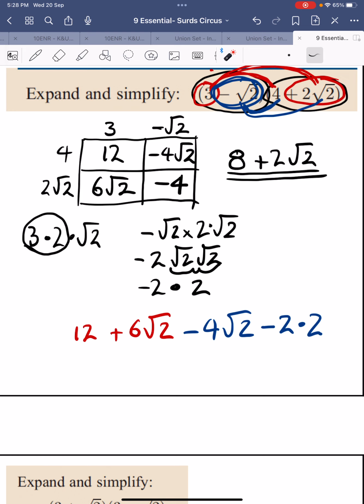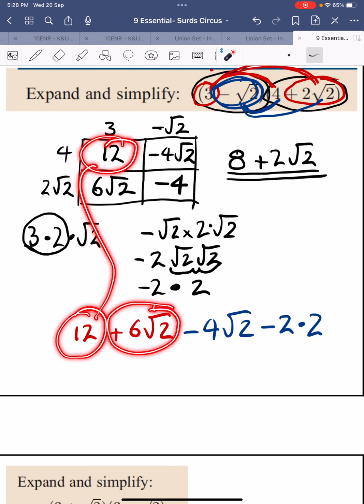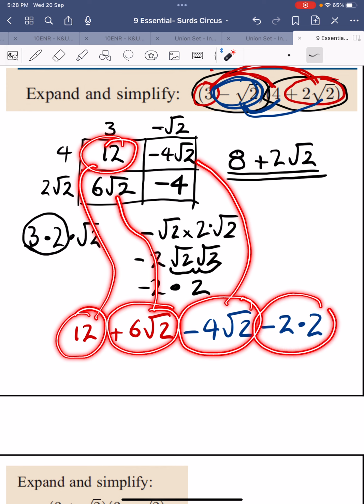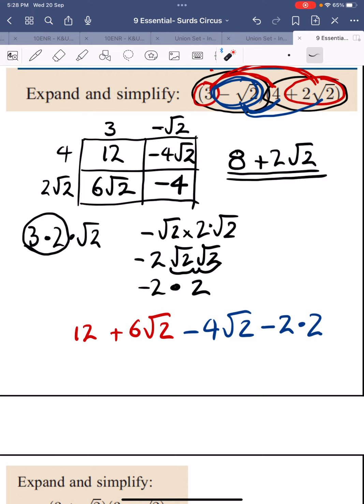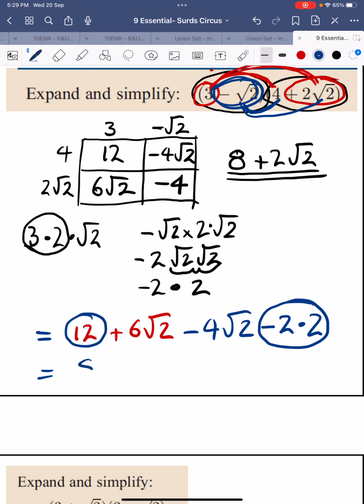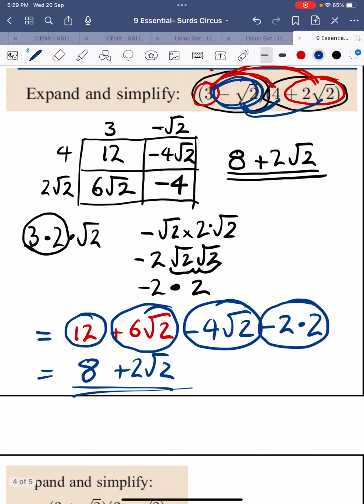Let's just do a little one-to-one correspondence. The 12's match, the 6 root 2 matches, the negative 4 root 2 matches, and the negative 2 times 2 matches to give the negative 4, right? So whichever method you prefer, you go for it. You try maybe both. Now, of course, for the last stage, the 12 will combine with the negative 4 to leave 8. And the 6 root 2 will combine with the minus 4 root 2 to leave 2 root 2. So if you like that method, then that's the one for you.